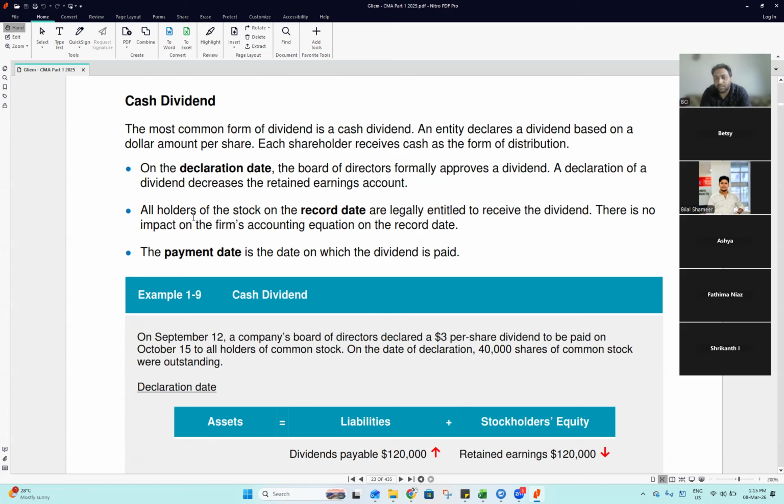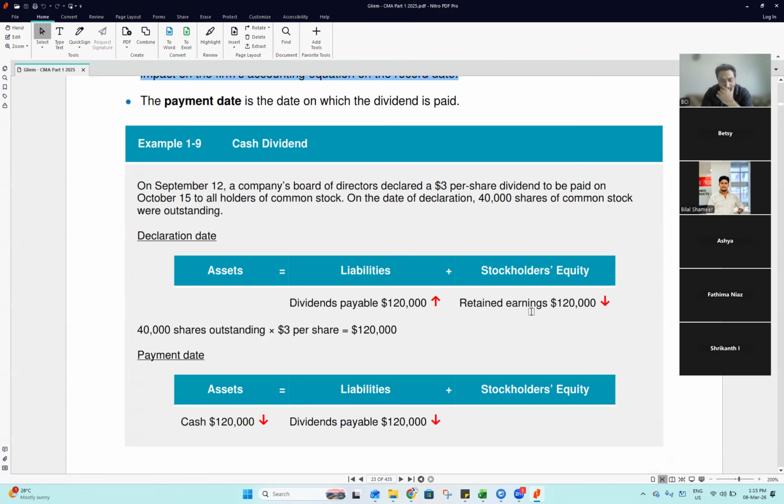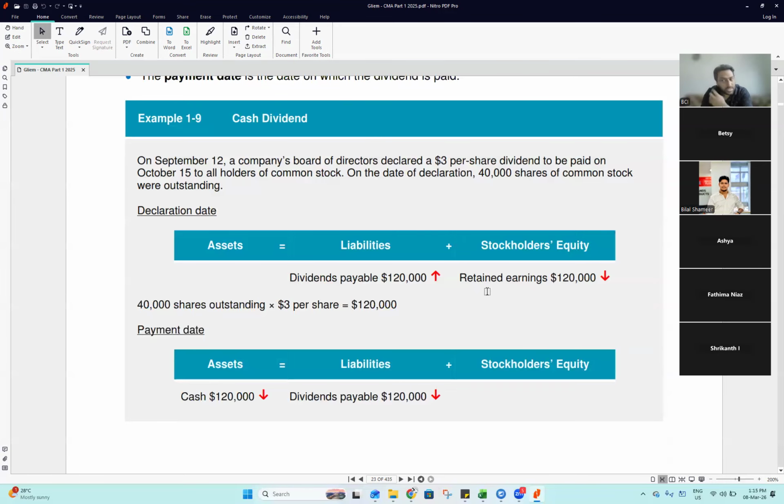There is no impact on the firm's accounting equation on the record date. That means on the record date, this is all administration work. No journal entries are passed on the record date. Then comes the payment date. Payment date is the date on which the dividend is paid. When you make the payment, your entry will be dividend payable account debit to cash or bank. Clear? Yes. So let's go through this example.